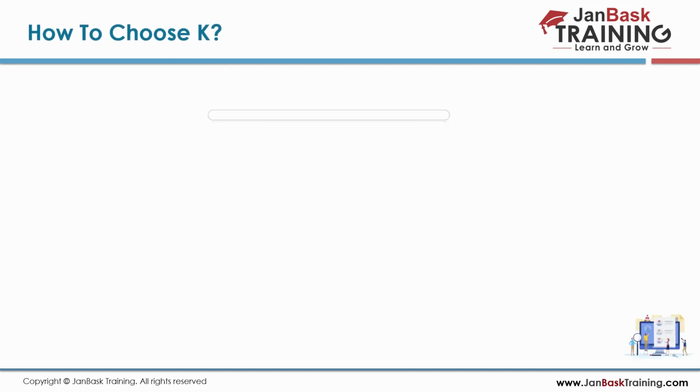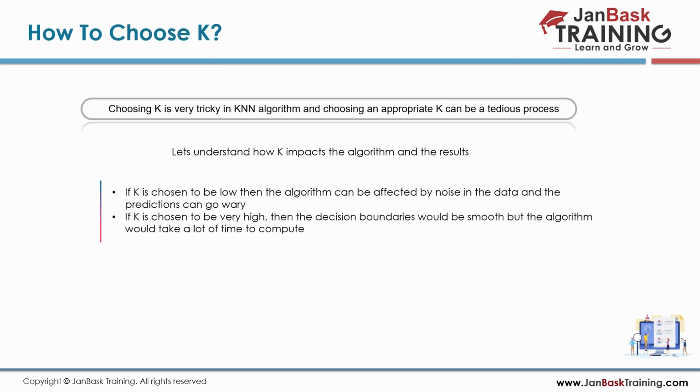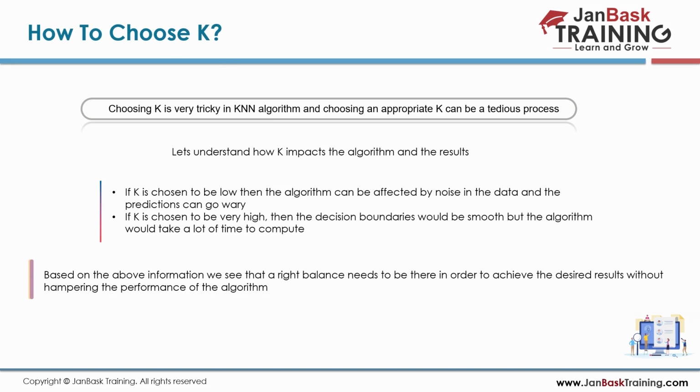So choosing k is very tricky in KNN, and choosing an appropriate k can be a very tedious process. Let's understand how k impacts the algorithm and the results. If k is chosen to be low, then the algorithm can be affected by noise in the data and the prediction can go wrong. And if k is chosen very high, the decision boundaries would be smooth, but the algorithm would take a lot of time to compute. Based on the above information, we see that the right balance needs to be there in order to achieve the desired results without hampering the performance of the algorithm.